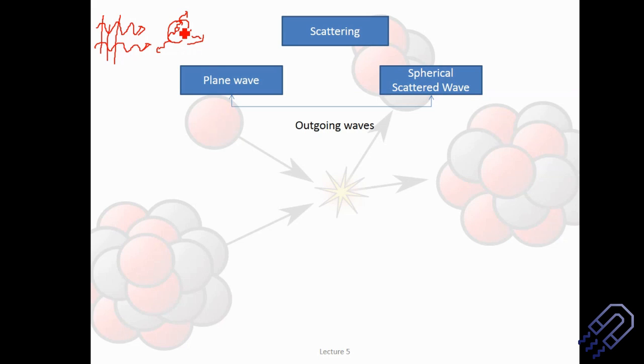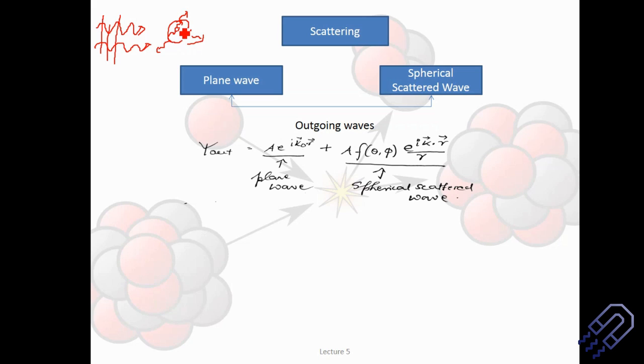But I want to have only a plane waveform. What will be the condition? The condition would be that the incoming wave, that means the incoming electron in our case, moves very fast. If it moves very fast, it gets scattered and the output result would be a plane wave. So in general, a scattering experiment can have two parts: one is a plane wave and the second one is a spherically scattered wave.